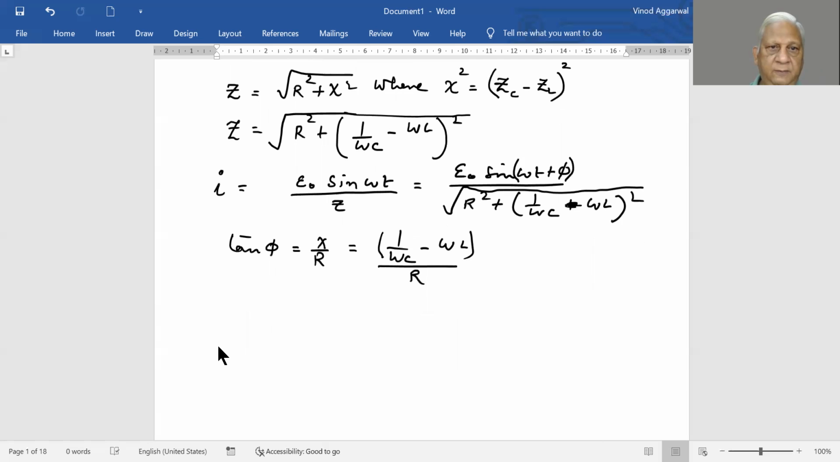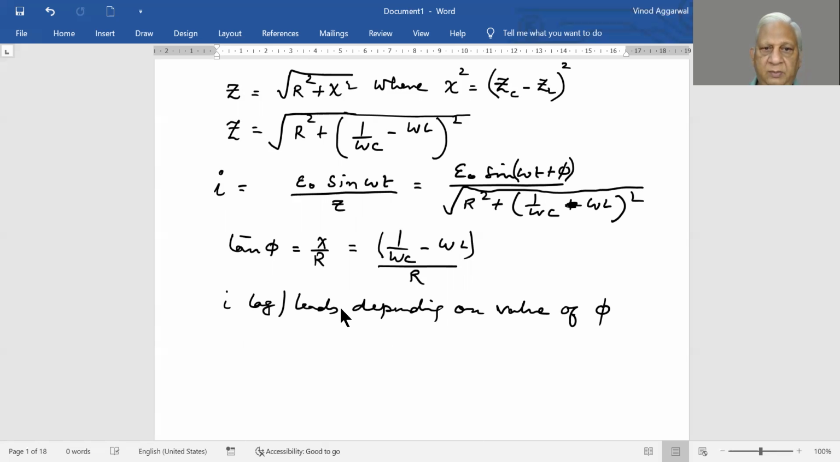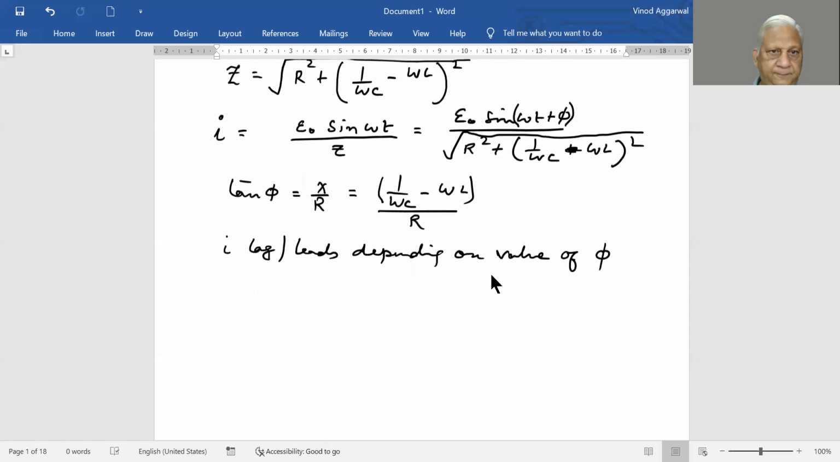So here, if we see, we can write the current lags or leads depending upon the value of phi. We don't know whether it will be lagging or leading, whatever. It depends upon the value of phi. And the tan of that phi is given by this formula. Okay.